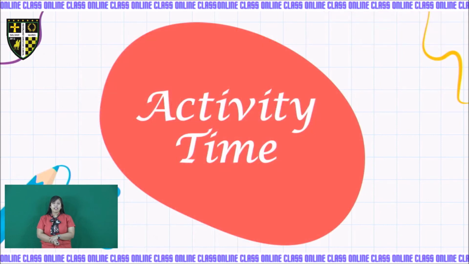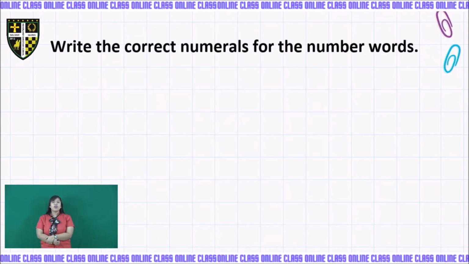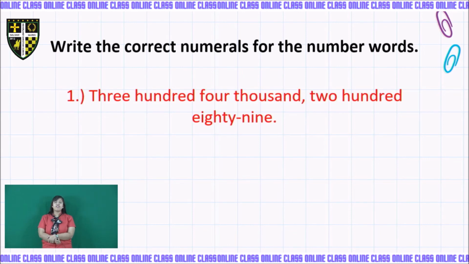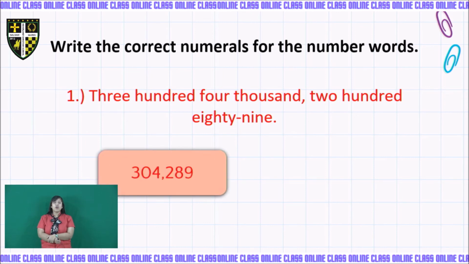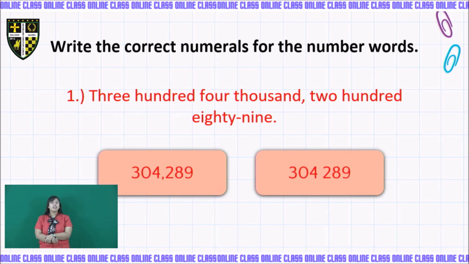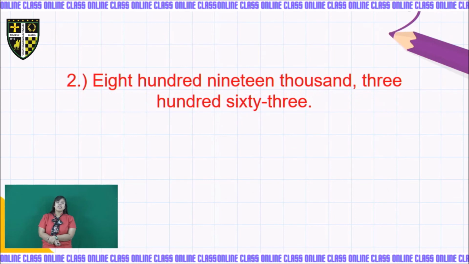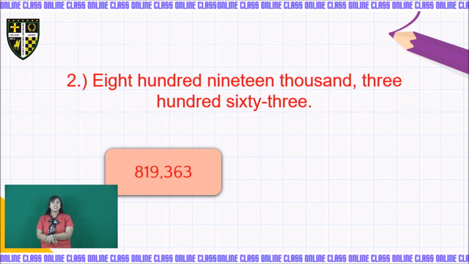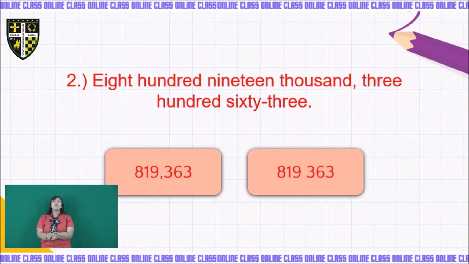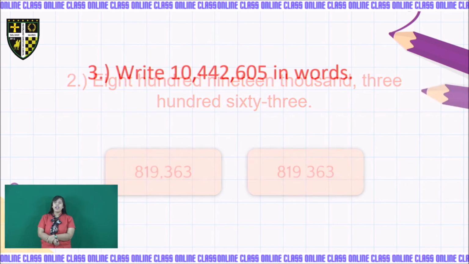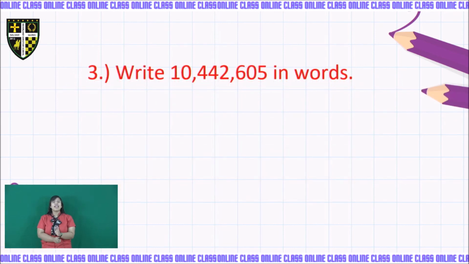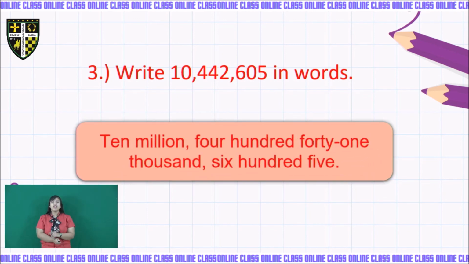So, activity time. Write the correct numerals for the number words. So, we have 304,289. We can write it as 304,289, and we can write it also as 304 space 289. Next, 819,363. So we have 819,363, or 819 space 363. And write 10,441,605 into words.